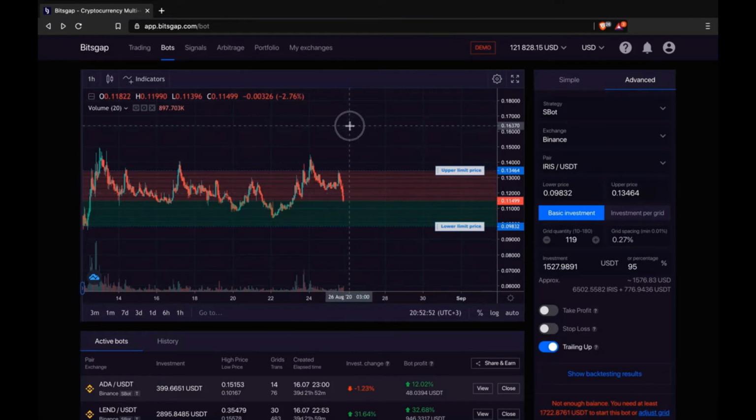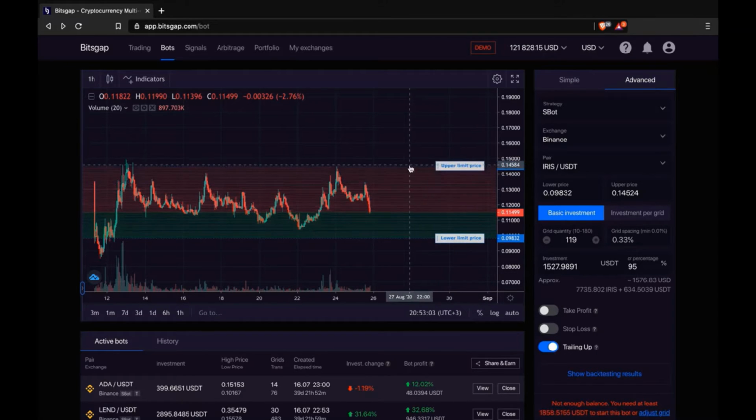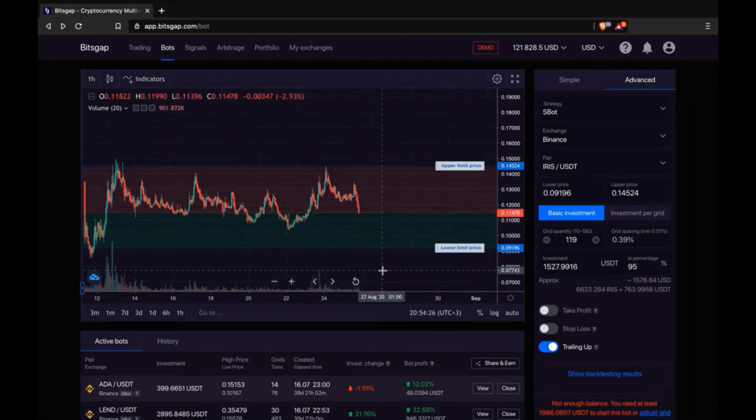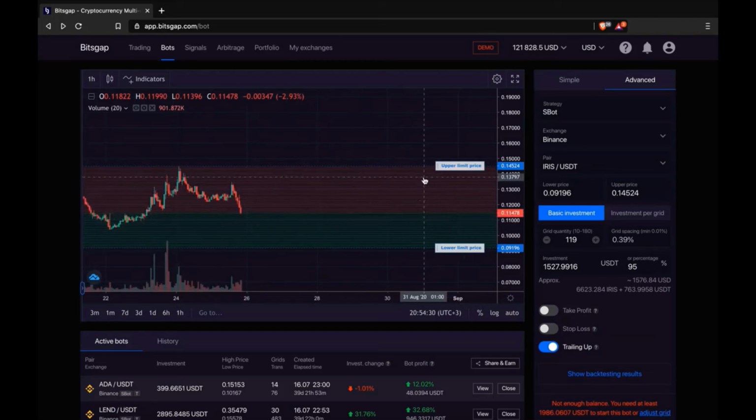So, as you can clearly see, it looks like IRIS trading to USDT is currently in the sideways market. So we can make our trading range defined by the resistance line and support line over here. So we expect the market to fluctuate within these boundaries. All orders are allocated at both above and below the current price.